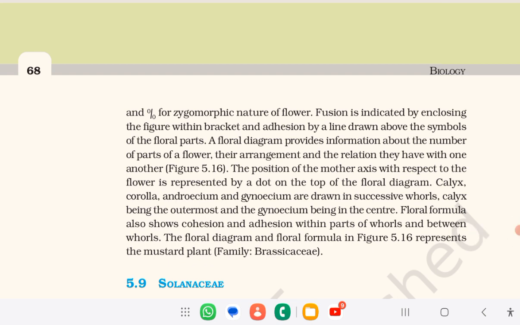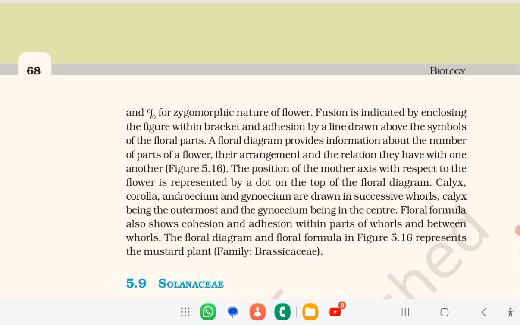Fusion is indicated by enclosing the figure within brackets and adhesion by a line drawn above the symbols of the floral parts. A floral diagram provides information about the number of parts of a flower, their arrangement, and the relation they have with one another. The position of the mother axis with respect to the flower is represented by a dot on the top of the floral diagram.